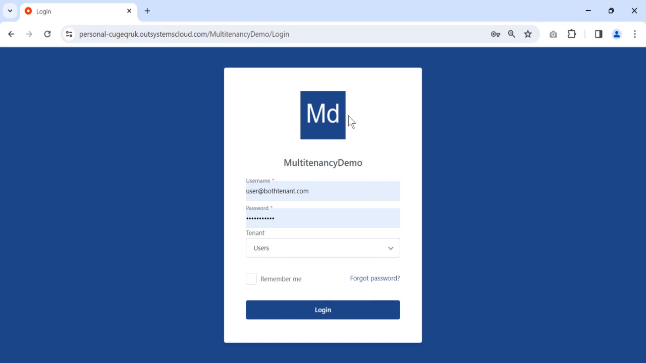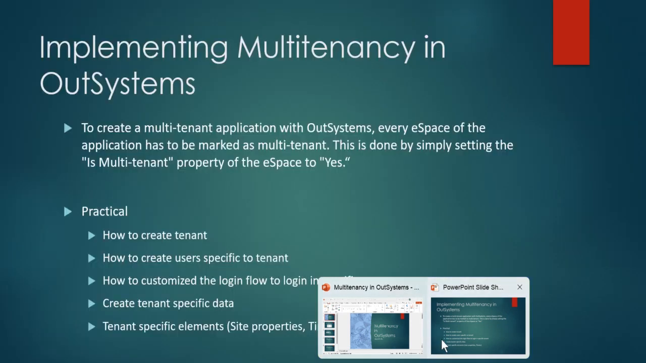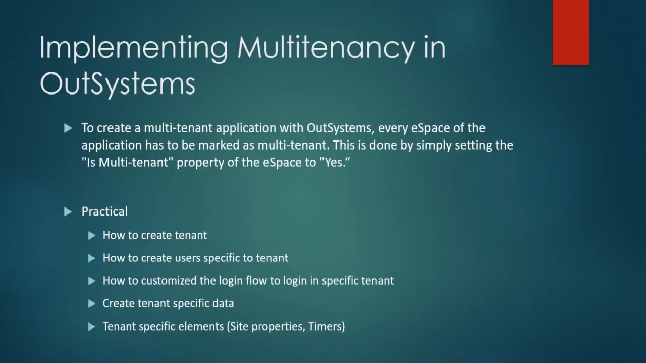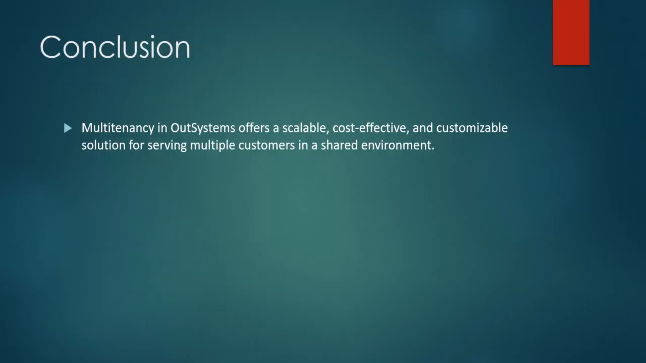Okay, so in this way you can manage the multi-tenant things in OutSystems. You are able to create the tenants, and we are able to create the users specific to the tenants. I have shown you how we can customize the login flow as well, so that if the user exists in multiple tenants, you can decide how to log in. So this is all about, guys, with respect to multi-tenancy and how we can implement multi-tenancy in OutSystems.